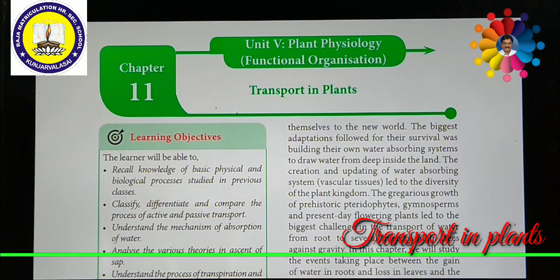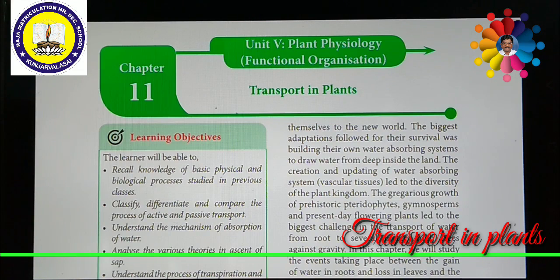Another type of transport is here. That is the traveling of food materials from the leaves to the remaining parts of the plant. Usually the food materials are prepared in the leaf due to the presence of chloroplast. During the process of photosynthesis, food materials such as carbohydrates are synthesized. These food materials are supplied to the various parts of the plant through phloem. This is very common in plants. This is called translocation of solutes. So there are two types of transport that are common in plants.